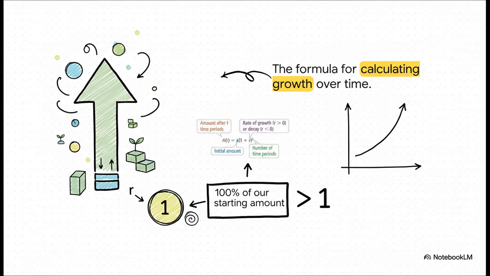Then we just add our growth rate, which we call R. So if you have a 3% growth rate, our B value becomes 1.03. We're keeping everything we had, plus that little extra. That simple addition becomes our engine for growth.